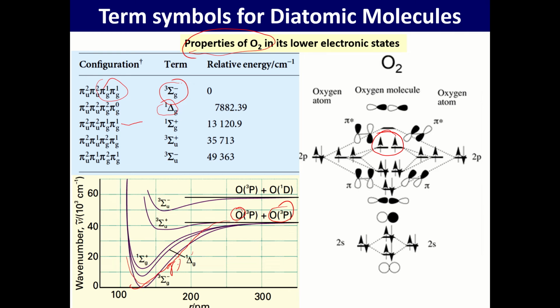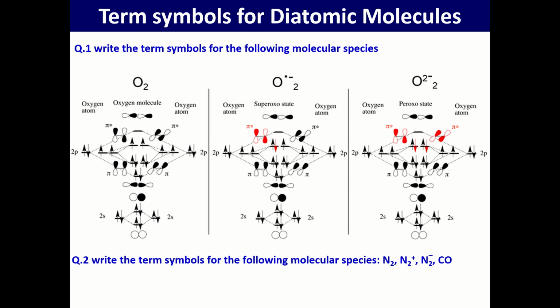And then you can get all these states if you consider gradually changing one of the atoms, state of the atom, and then construction of the molecule. And finally, this is what is expected from you: O2, O2 minus, O2 minus, and you should be able to write these term symbols in your notebooks.